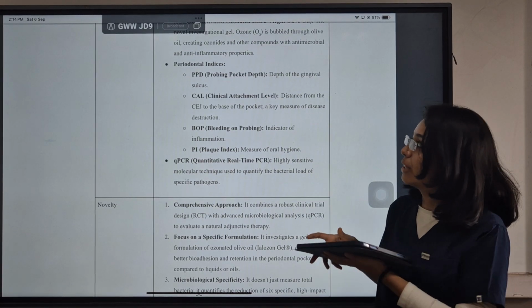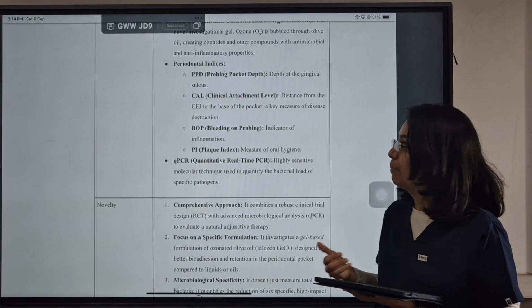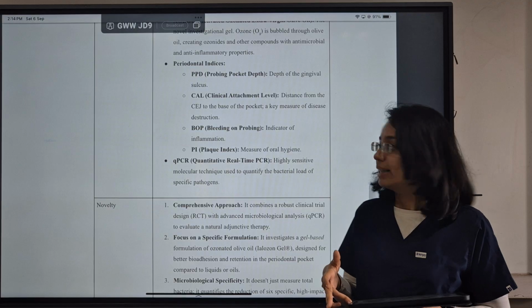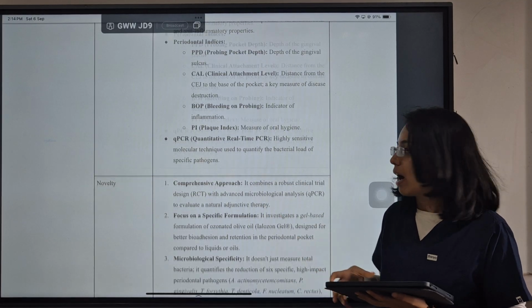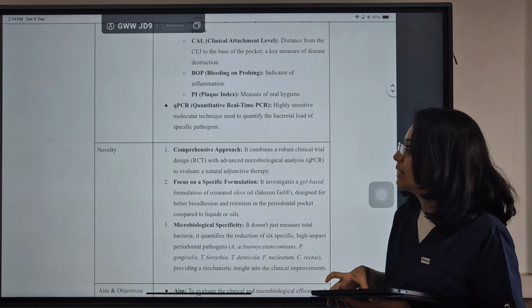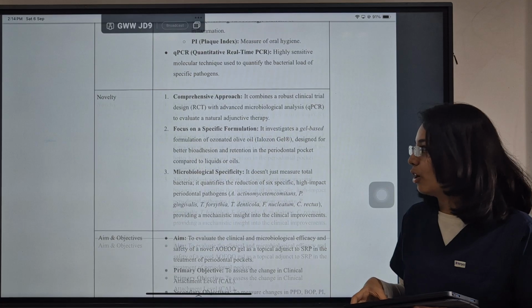So as usual, the periodontal indexes like the PPD, that is probing pocket depth, the CAL is clinical attachment level, and the BOP is bleeding on probing, and PI is plaque index. qPCR is quantitative real-time PCR, so it's a highly sensitive molecular technique.